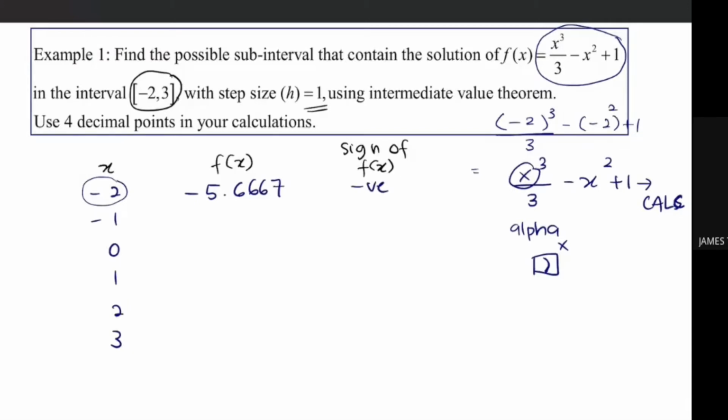To calculate for another x, you just press CALC again and then put negative 1.